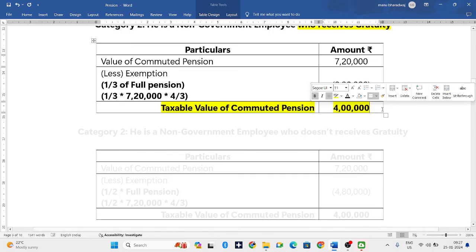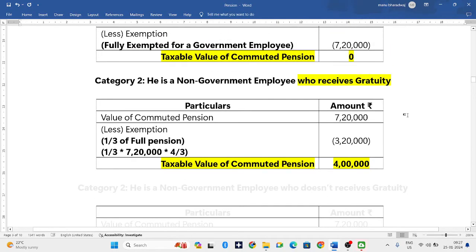The remaining 4,00,000 rupees is the taxable value of commuted pension if he is a non-government employee and receives gratuity.